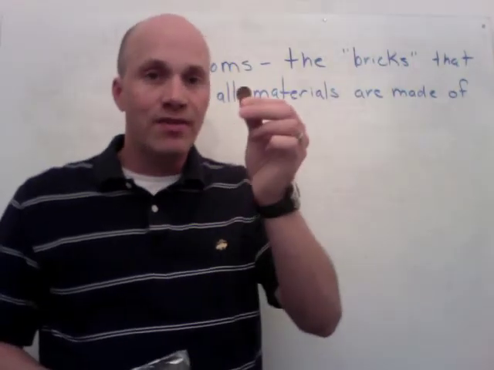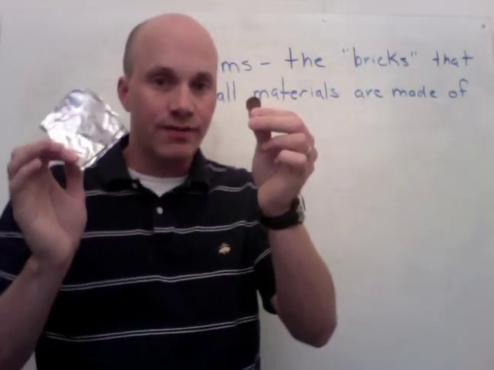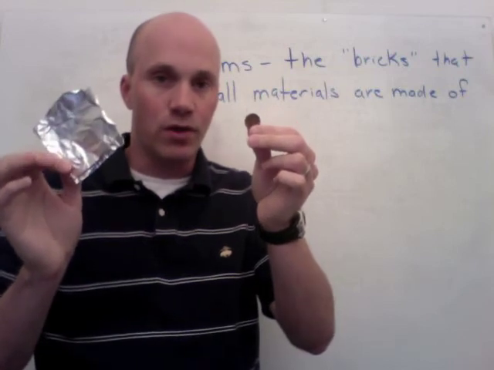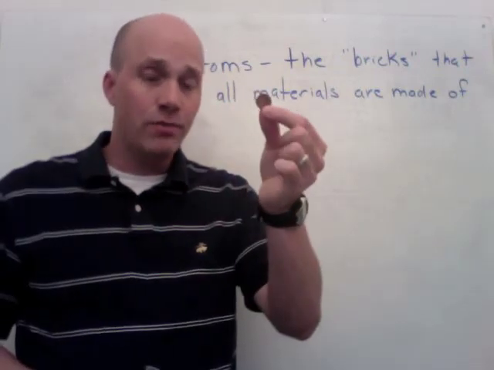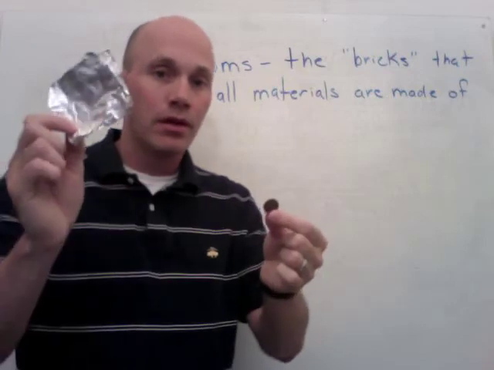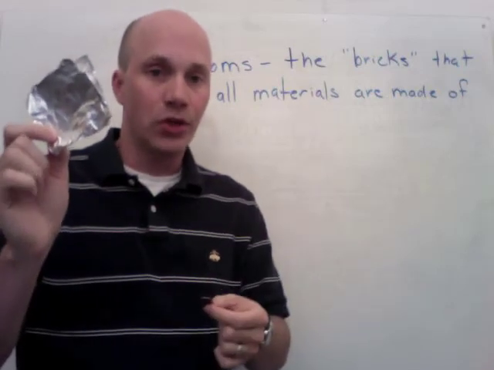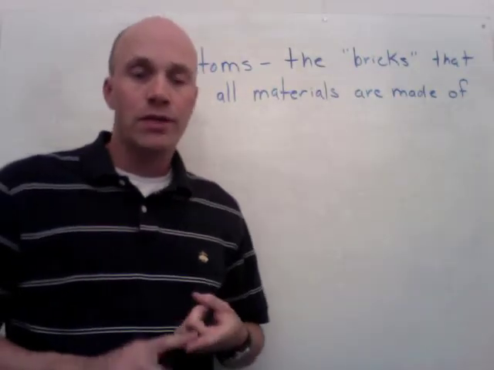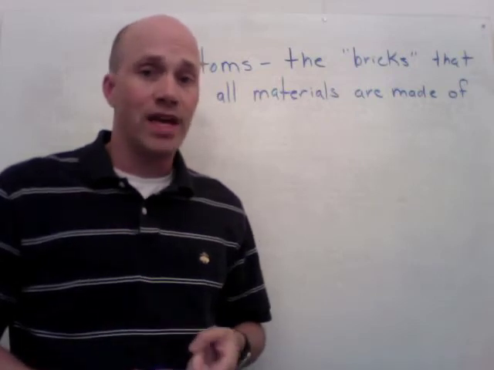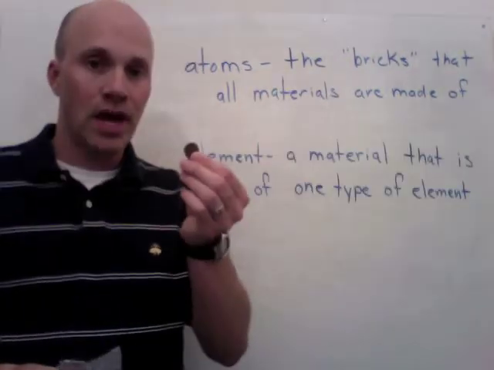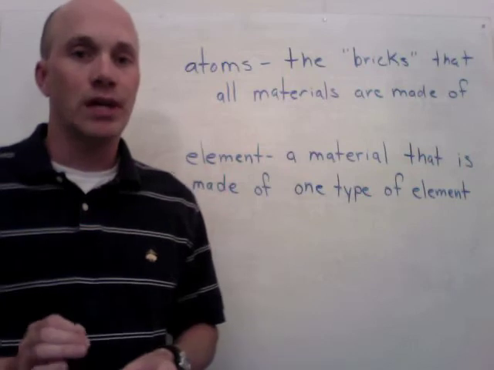However, the type of atom that makes up this penny is different from the type of atom that makes up this foil. The penny is made up of 100% copper atoms. The foil is made up of 100% aluminum atoms. The name for a material that's made up of only one type of atom is an element. Copper and aluminum are just two types of elements.